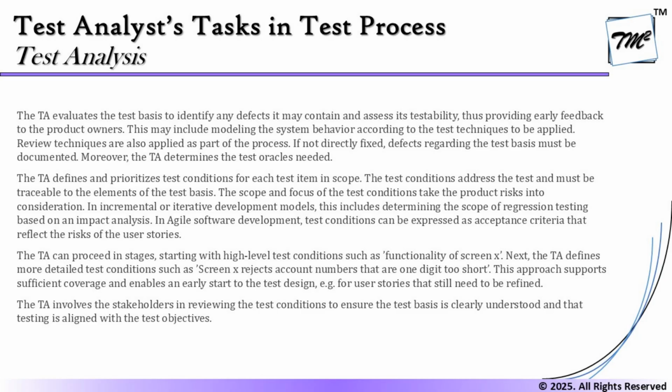The test analyst can proceed in stages, starting with high-level conditions such as functionality of screen X. Next, the TA defines a more detailed test condition such as screen X rejects account numbers that are one digit too short, and this approach supports sufficient coverage and enables an early start to the test design. Example, these are stories that still need to be refined.